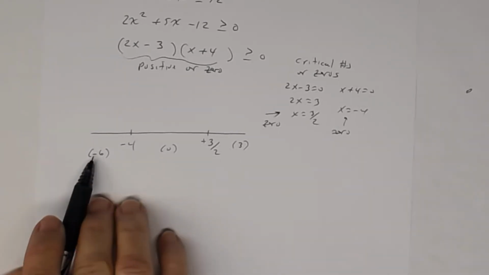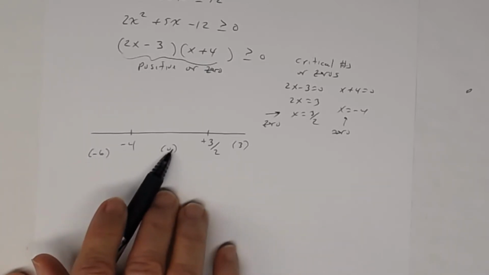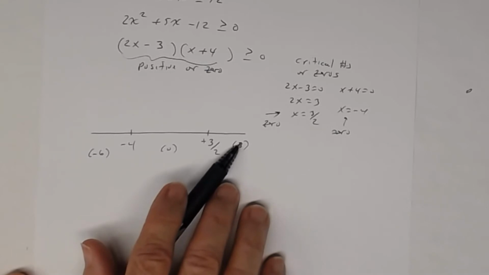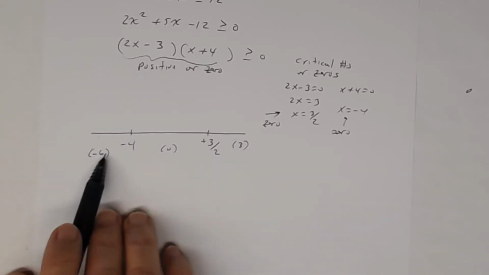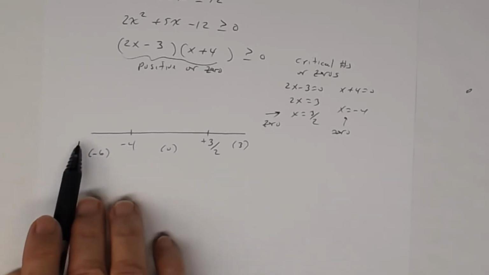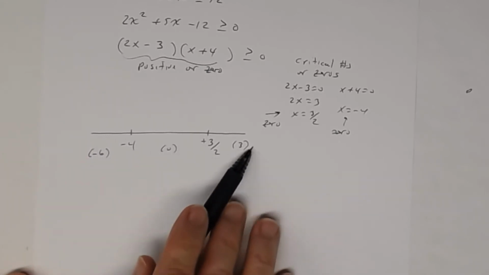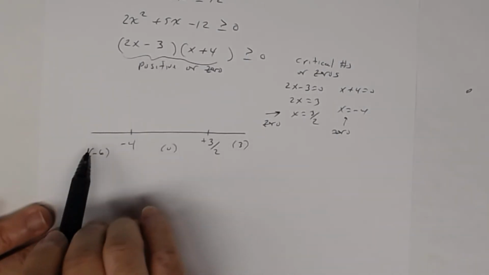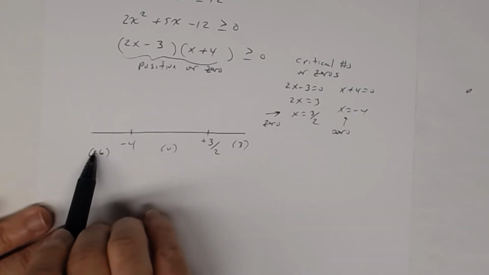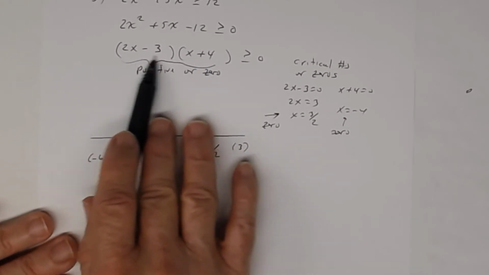Now remember, you could have picked any number for x that's in here. So you didn't have to choose -6. You did not have to choose 0. You did not have to choose 3. As long as that x value is in that interval. Okay, so we're going to go ahead and substitute these values into our factored part.